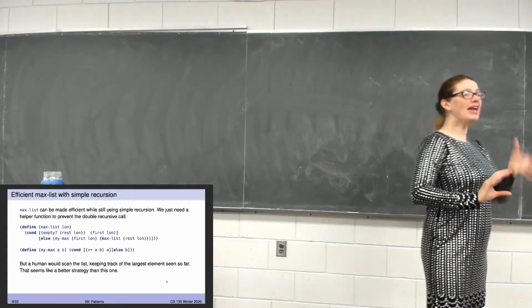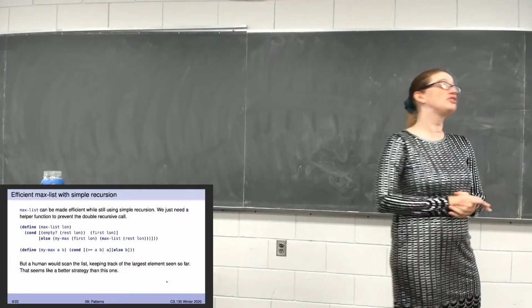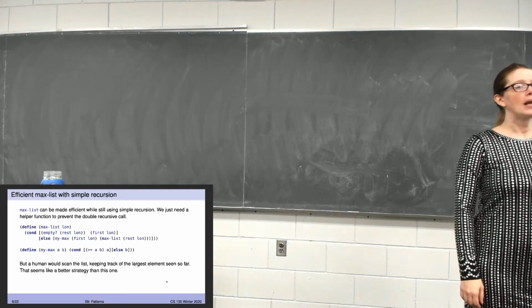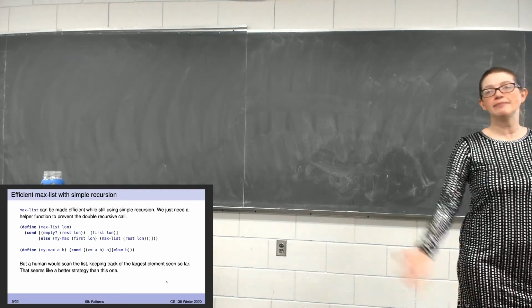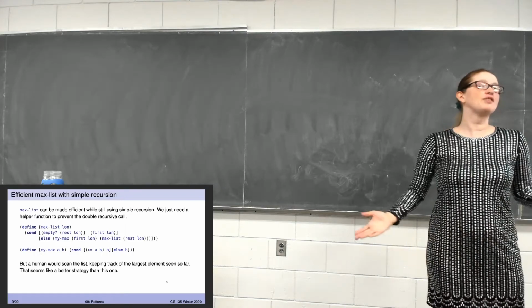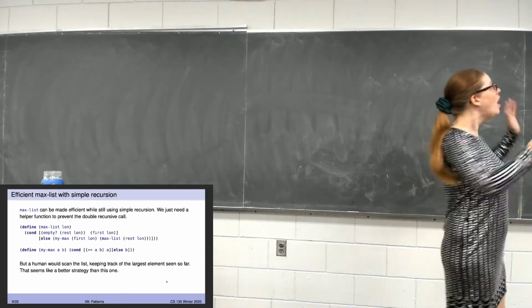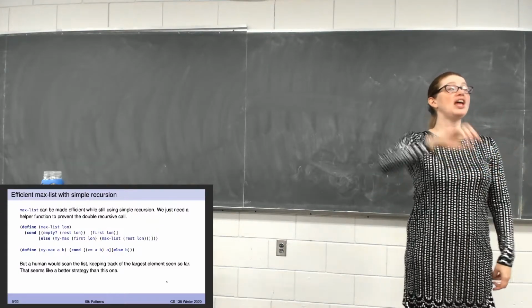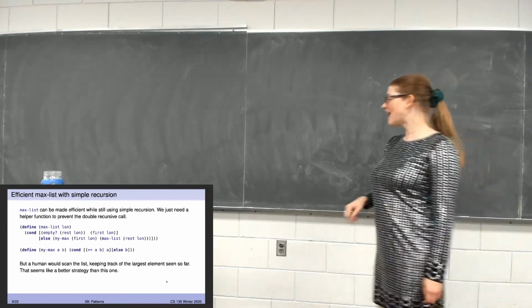Well, if we make a tiny helper function, we can actually get rid of the second recursive call. So we have this helper function that just takes two numbers and produces the bigger of the two numbers. Okay, great, fine. Probably could have just used the built-in max, but why not? All right, so if the rest of the list is empty, then the max is the first element, because there's only one element in the list. Otherwise, the maximum of the list is the max between the first of the list and the max of the rest of the list.